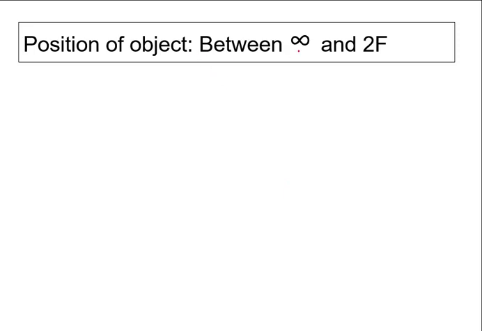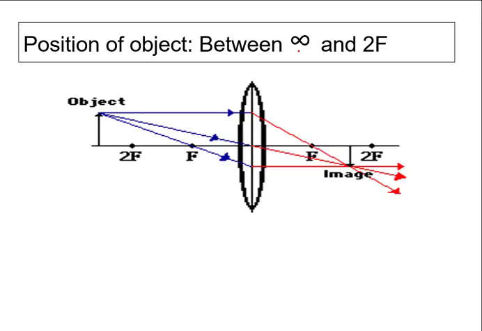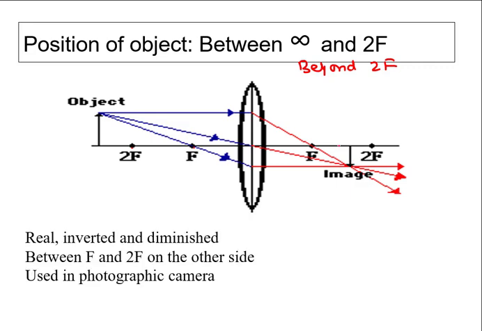Let us say the object is between infinity and 2f. That means beyond 2f. So we will have a ray diagram looking something like this. This is the focus f. This distance is twice the focus, and the object is kept beyond 2f. So this case is also known as when the object is kept beyond 2f. Over here we will get an image like this, an inverted image between f and 2f. We'll get a real, inverted and diminished image, smaller than the object. Location: between f and 2f on the other side.